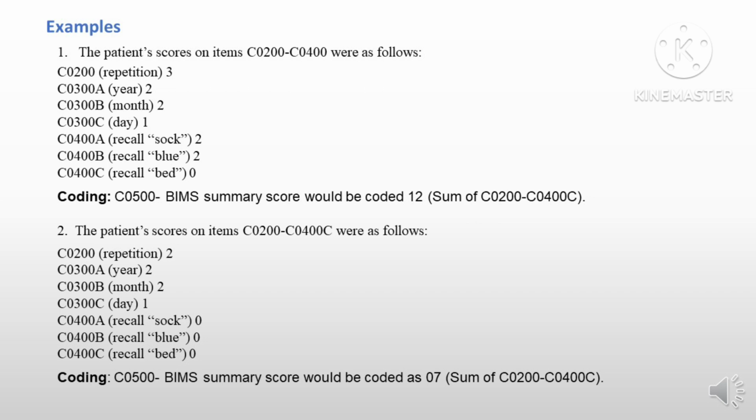Examples. The patient's scores on items C0200 to C0400C were as follows: 3, 2, 2, 1, 2, 2, 0. Coding, C0500 BIMS summary score would be coded 12, sum of C0200 to C0400C. The patient's scores on items C0200 to C0400C were as follows: 2, 2, 2, 1, 0, 0, 0. Coding, C0500 BIMS summary score would be coded as 07, sum of C0200 to C0400C.